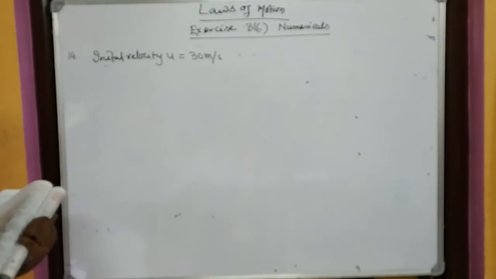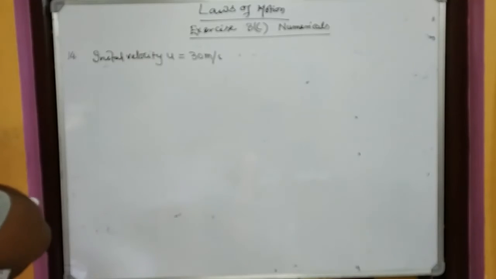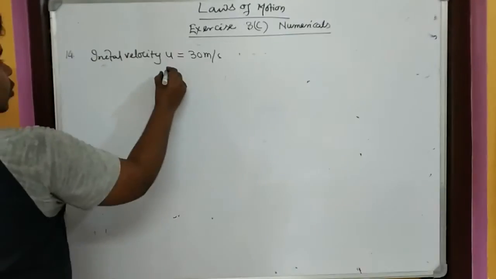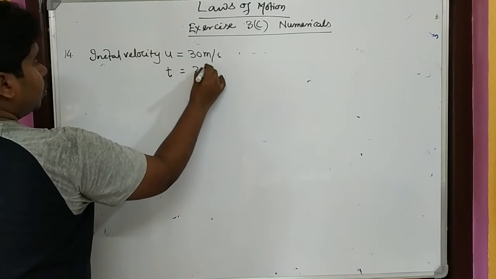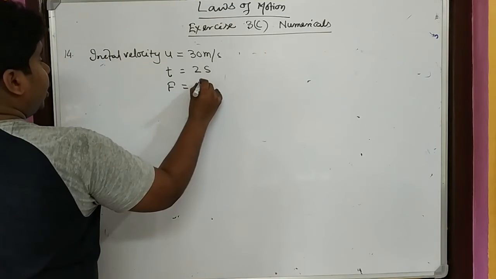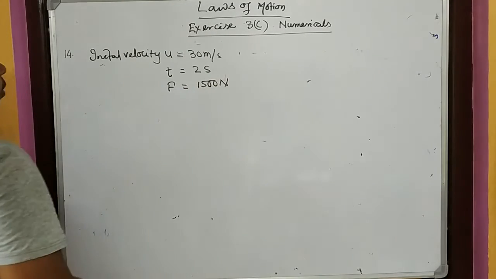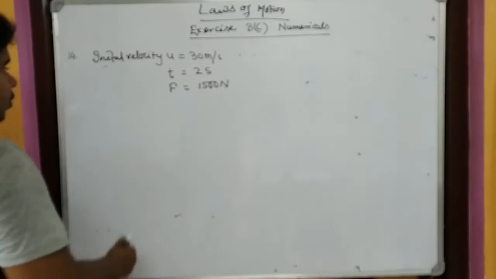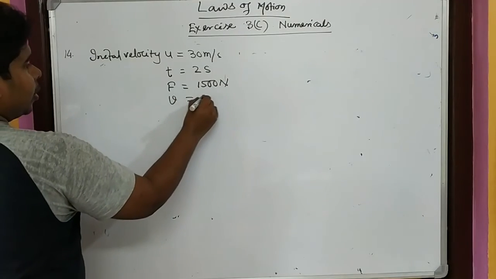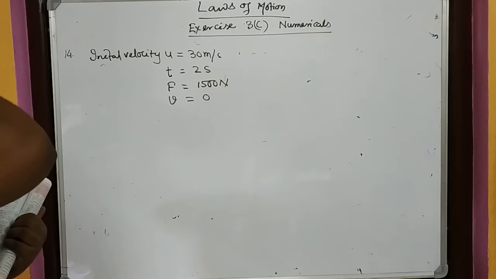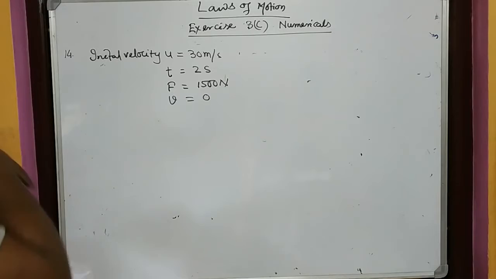Next, it is stopped in 2 seconds by applying a force of 1500 Newton. So stopped, t equals 2 seconds, and force F equals 1500 Newton, through brakes. As it is stopped, the final velocity v should be 0. Clear? Now calculate the change in momentum of the car.